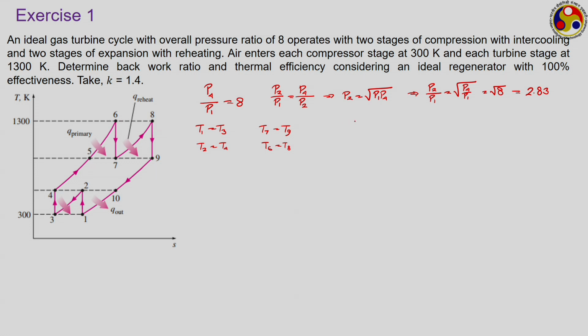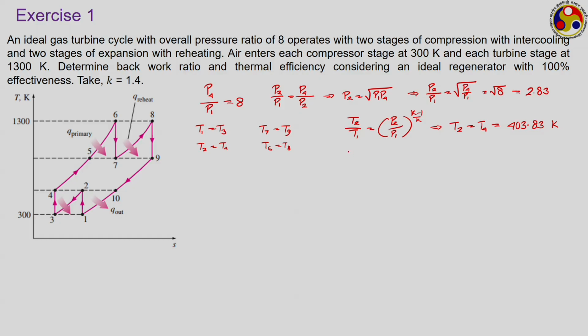So, T2 upon T1 should be equal to P2 upon P1 to the power k minus 1 by k. From there we can get T2 and T4 to be equal to 403.83 Kelvin, the same number that we calculated in the previous lecture.